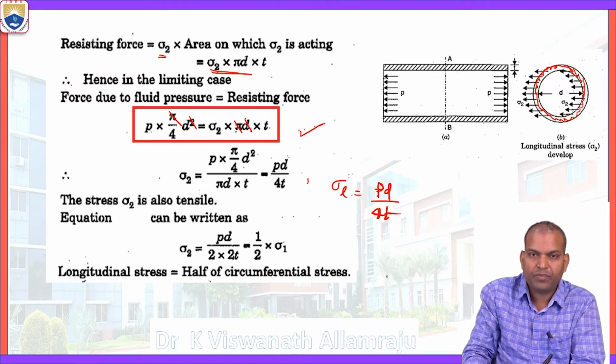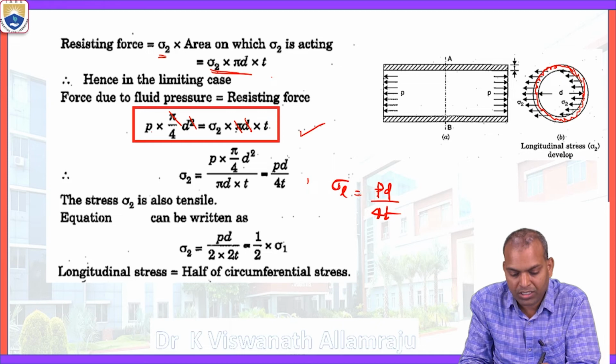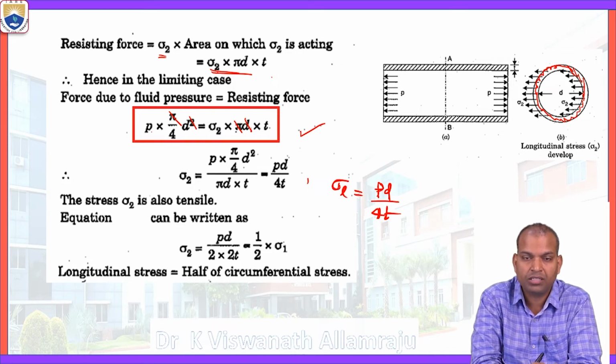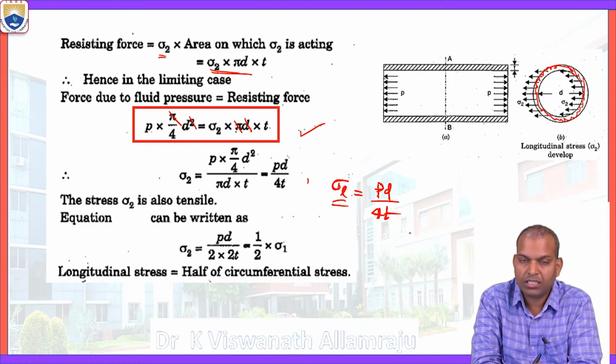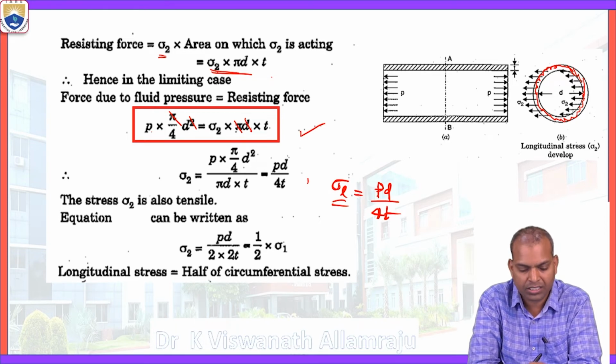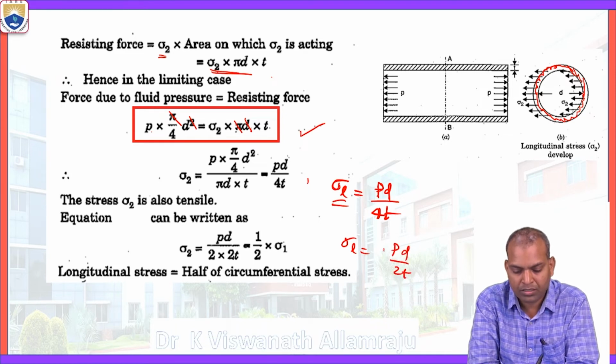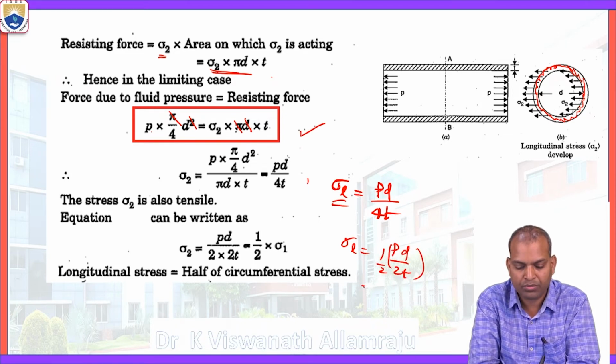Now, sigma 2 is PD by 4T. What is the nature of this longitudinal stress? The longitudinal stress here is tensile in nature, and the circumferential stress is also tensile. There is no compressive stress acting here. Now sigma L, the longitudinal stress, is PD by 4T, that is 1 by 2 times PD by 2T.